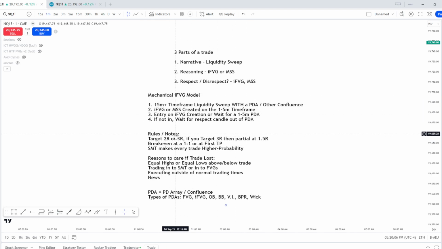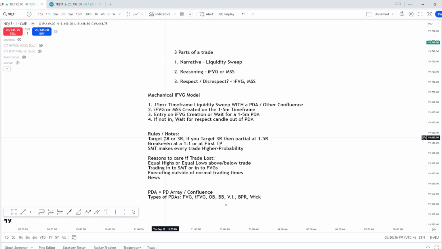For this model and for this trading, you're going to be targeting a 2 risk to reward or a 3 risk to reward. If you're targeting a 3 risk to reward, then you want to partial half or more of your position at 1.5R. This is essentially securing you profit if you wanted to go for a higher risk to reward. If you're going for a 2 risk to reward, you don't need to partial. If you want to, it's open, and the system can still be profitable with it.